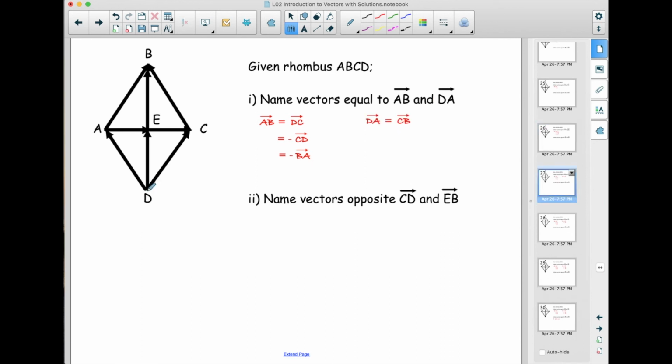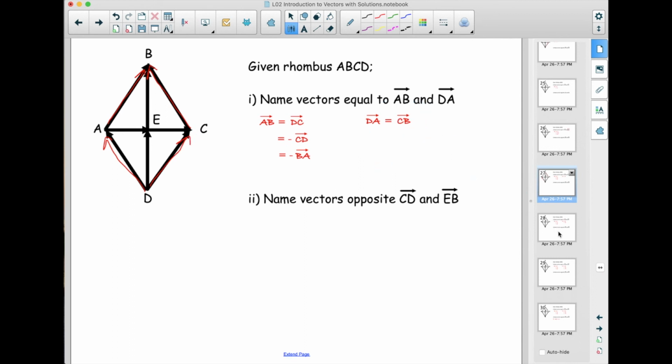So the first thing we can say is that vector DA, which is that vector right there, is going to be equal to vector CB. Those two vectors have the same magnitude. They are parallel to each other. I didn't mention that when I talked about these two. How do I know they have the same direction? It's a rhombus. And in a rhombus, opposite sides are parallel. If they're parallel, they have the same direction. That is why we know that AB and DC had the same direction, because they were parallel.